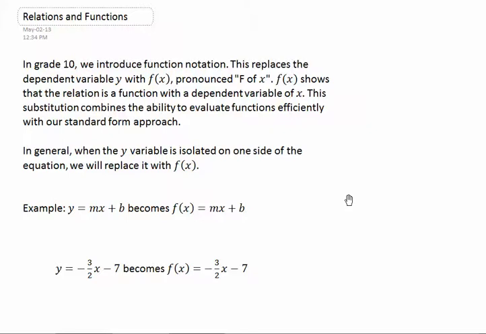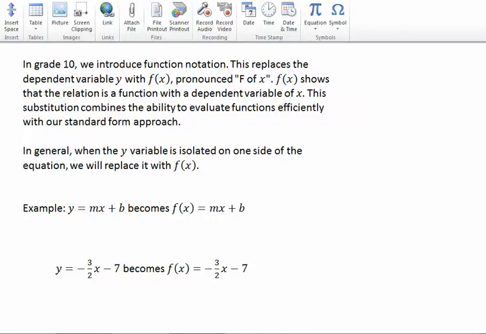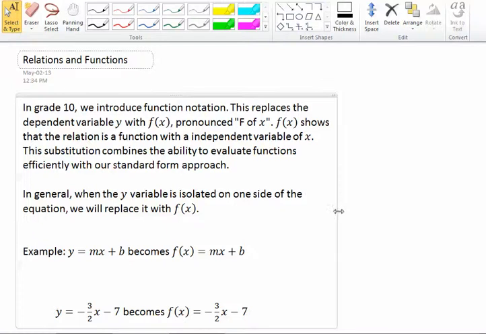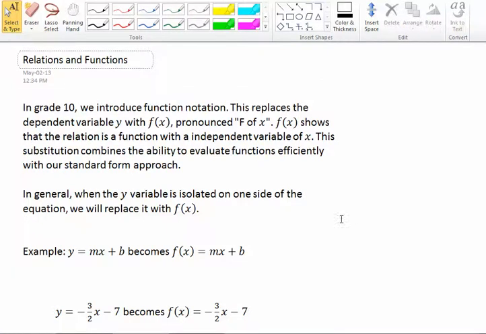So f of x shows that the relation is a function with a dependent variable of, oops, sorry, I have to change that. Not dependent, Mr. Willard, but independent variable, but I caught myself. Horrible person. I'm going to go to jail.